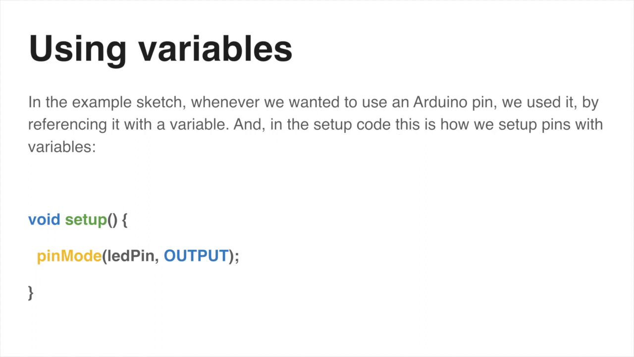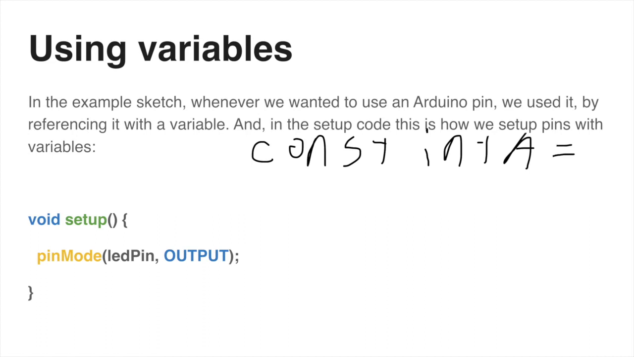At the top, if I had instead done this, it would have been much, much better. Oops, let's stick with our color scheme. Const int, and I'm just going to call it a, because I just want to. Const int a equals 9. Okay, and then I went through my code, and rather than using the pin number, I use a.